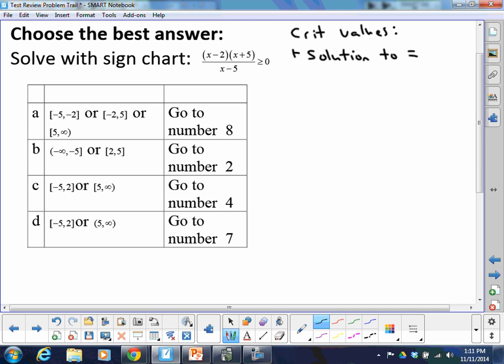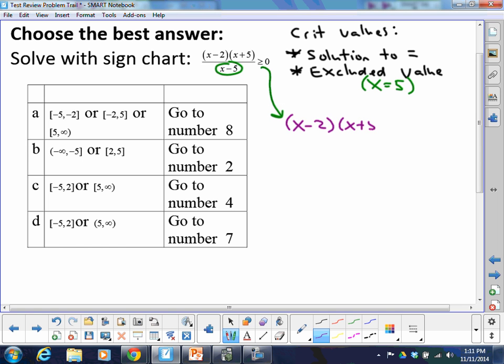But also with these, there is an excluded value that we need to mention. This was kind of like the last thing we did in the chapter at the end of 2.8. Any excluded value we know cannot be as part of our solution interval, so we need to mark that on the number line too. Okay, so I think I can see pretty clearly the excluded value would be at x equals 5. Okay, and if we wanted to solve the equation to get the other critical values, let me just rewrite this: x minus 2 times x plus 5, okay, all over x minus 5 greater than or equal to 0.